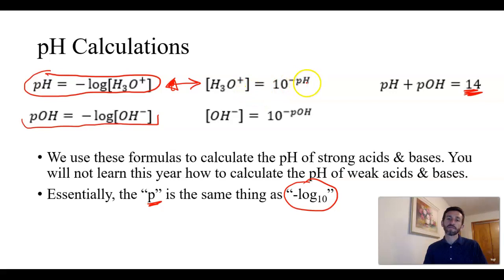But if I have the pH and I want to calculate the concentration of hydronium, I use this. It's the opposite of this reaction: 10 to the negative pH gives me the concentration of hydronium. And same thing over here.